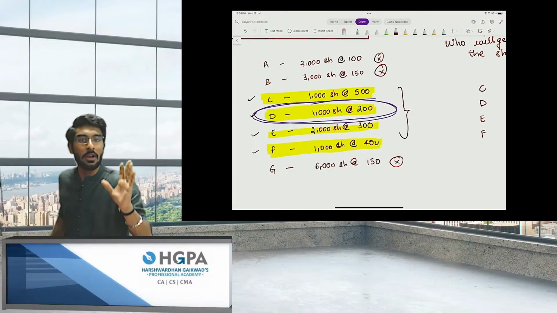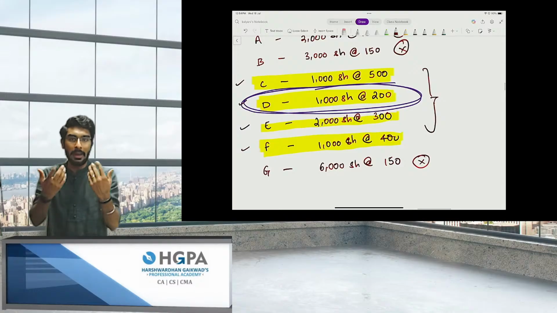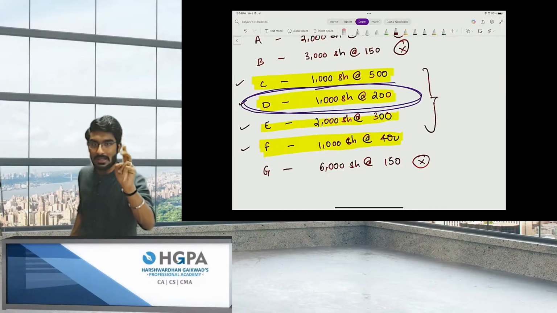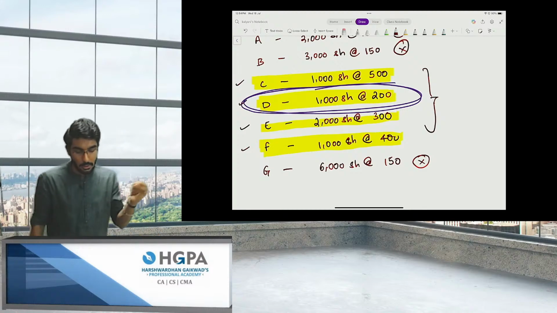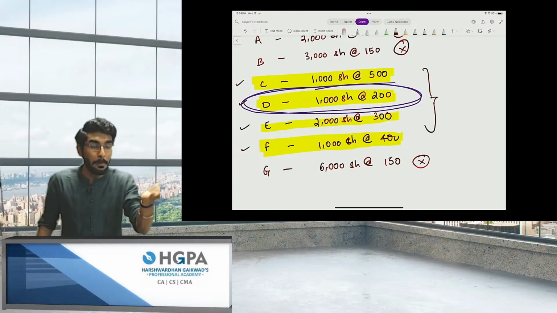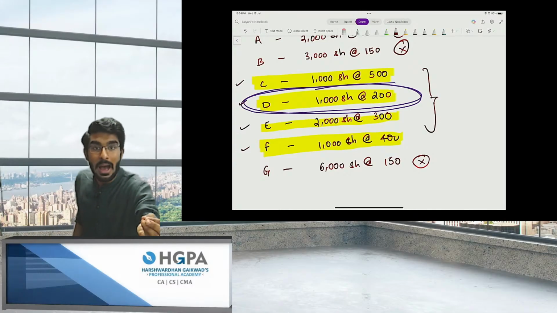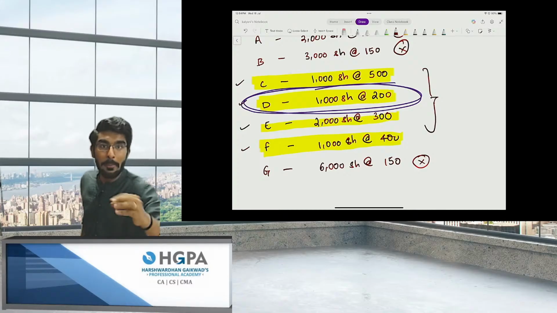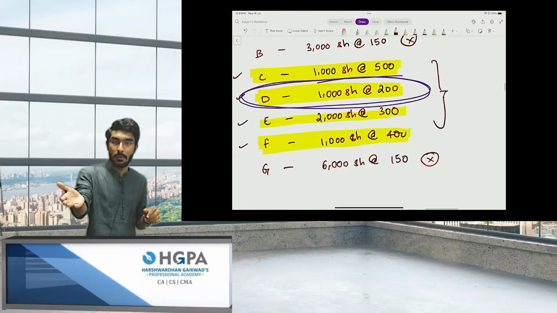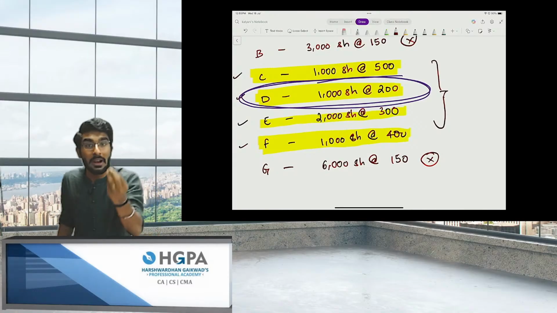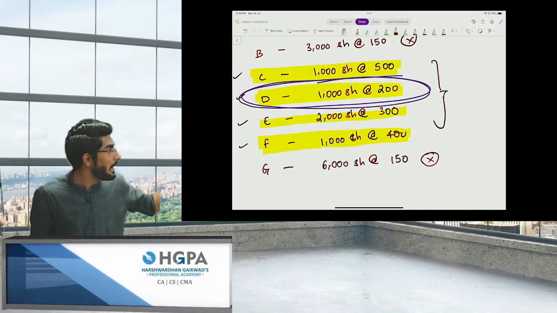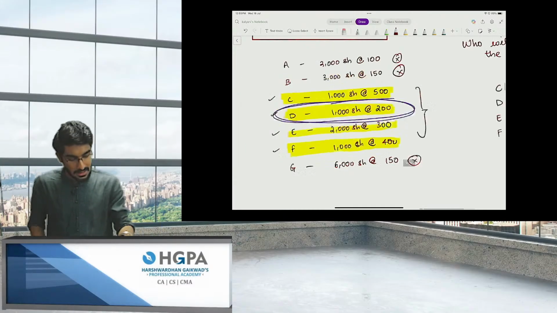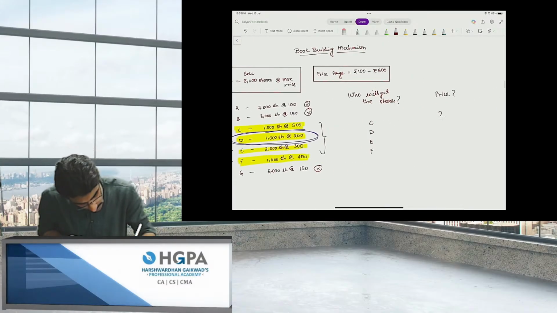Obviously people, it will be the lowest price. Now D is willing to pay 200 rupees. If we give them shares at 200 rupees, won't he happily buy the shares? Obviously the answer is yes, people. Now C is willing to pay 500 rupees, but we are giving him at how much, people? 200 rupees. Won't he be super happy? Obviously yes, people. Same is for E and F. E and F want to purchase the shares for 300 rupees and 400 rupees, but we are giving them shares at 200 rupees. That's it, people. This is the answer. 200 rupees is the answer.